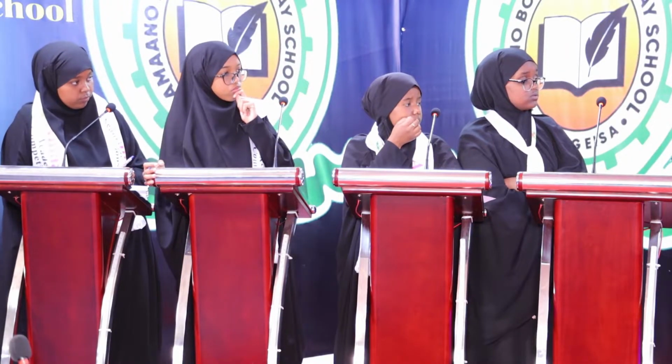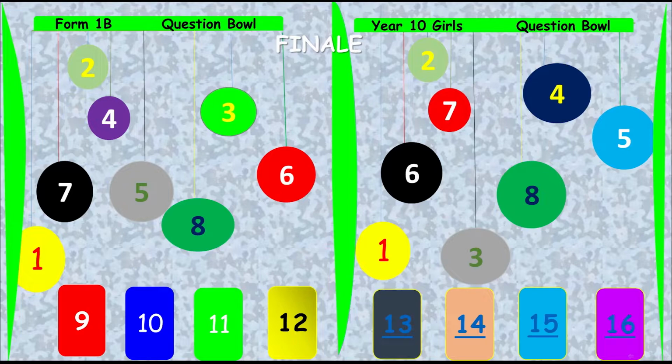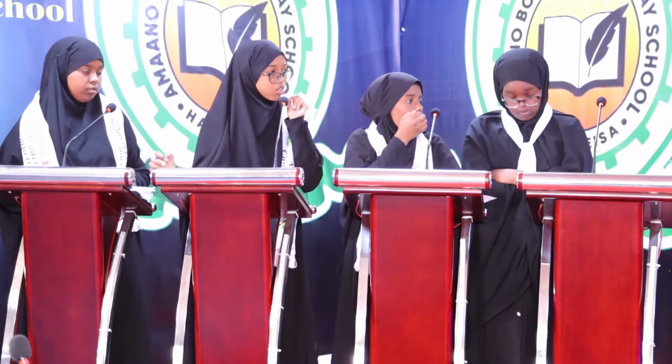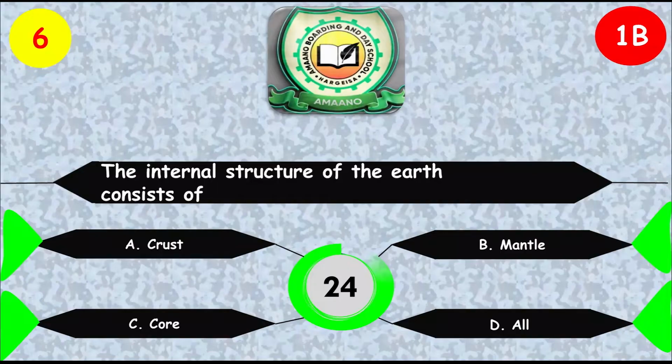Number 6. The internal structure of Earth consists of dash. A. Crust. B. Mantle. C. Core. D. Ore. D. Ore. That's right.